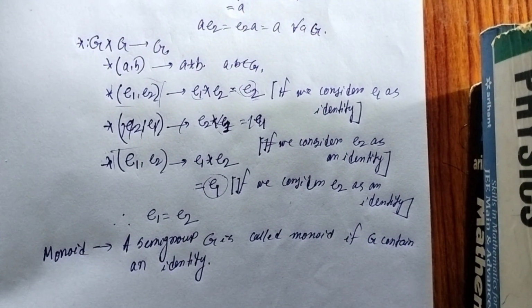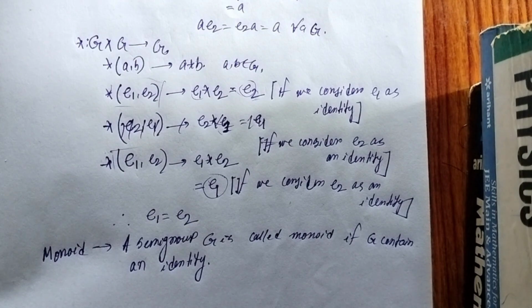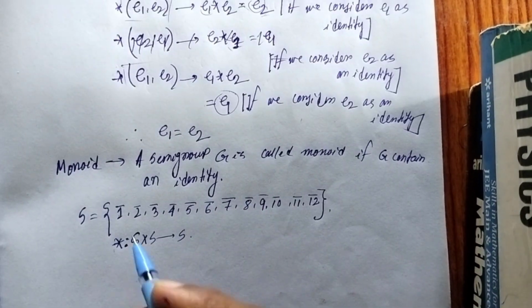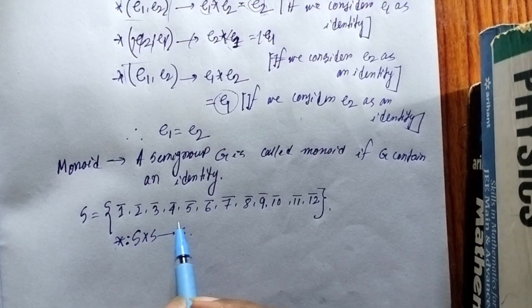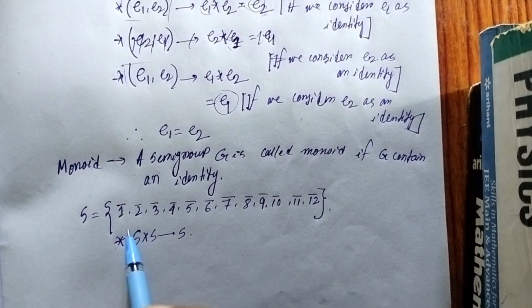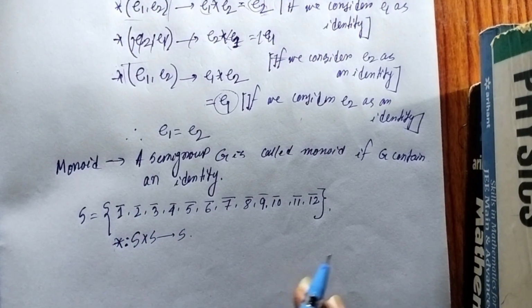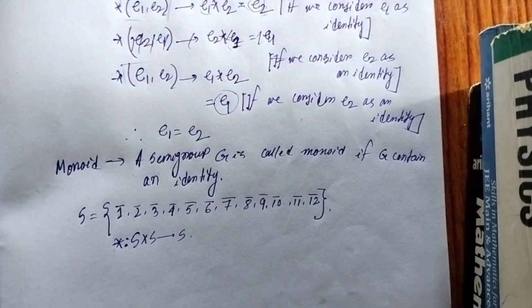Now I will end this lecture by giving you an example of a monoid, and I will tell you other properties and some more examples in the next video. Let us take this example. Let S contain 1, 2, 3, 4, 5, 6 up to 12. This is not the simple operation; I am defining the operation differently.